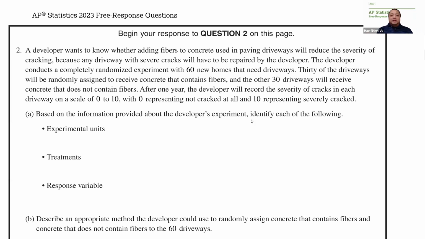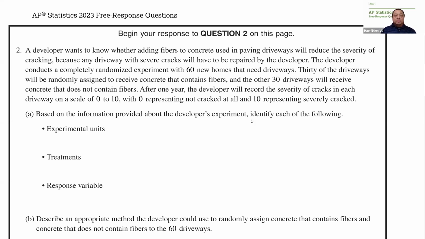After 1 year, the developer will record the severity of cracks in each driveway on a scale of 0 to 10, with 0 representing not cracked at all and 10 representing severely cracked. Okay, so a numerical score, a quantitative variable. Part A, based on the information provided about the developer's experiment, identify each of the following.